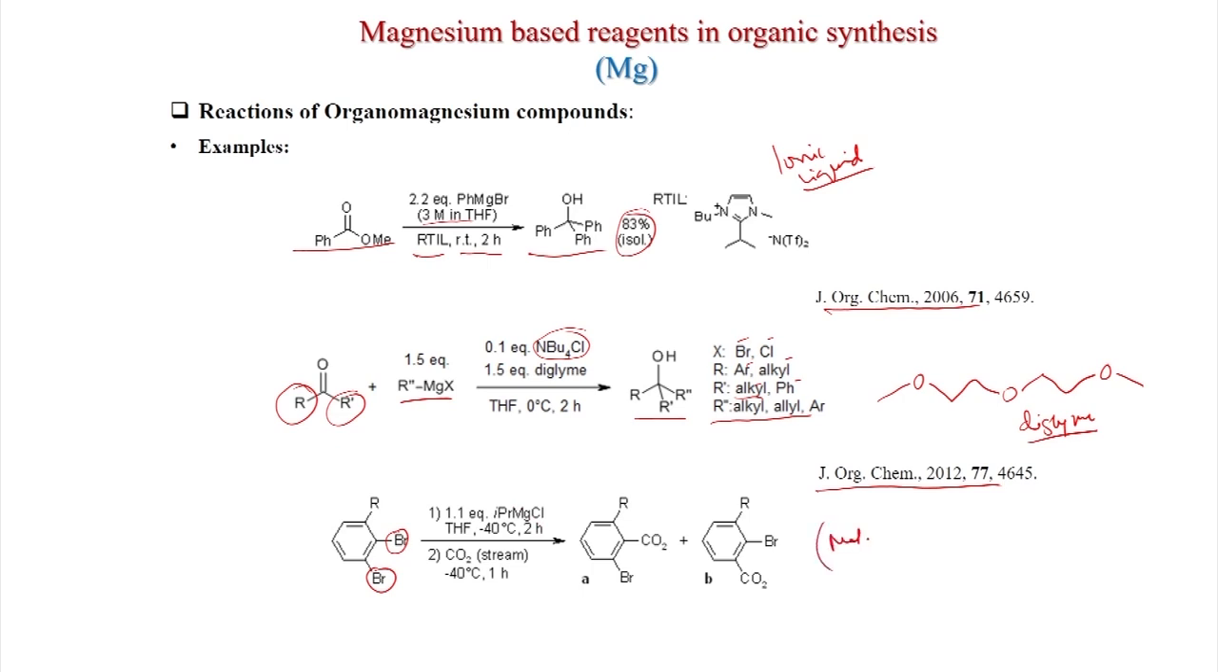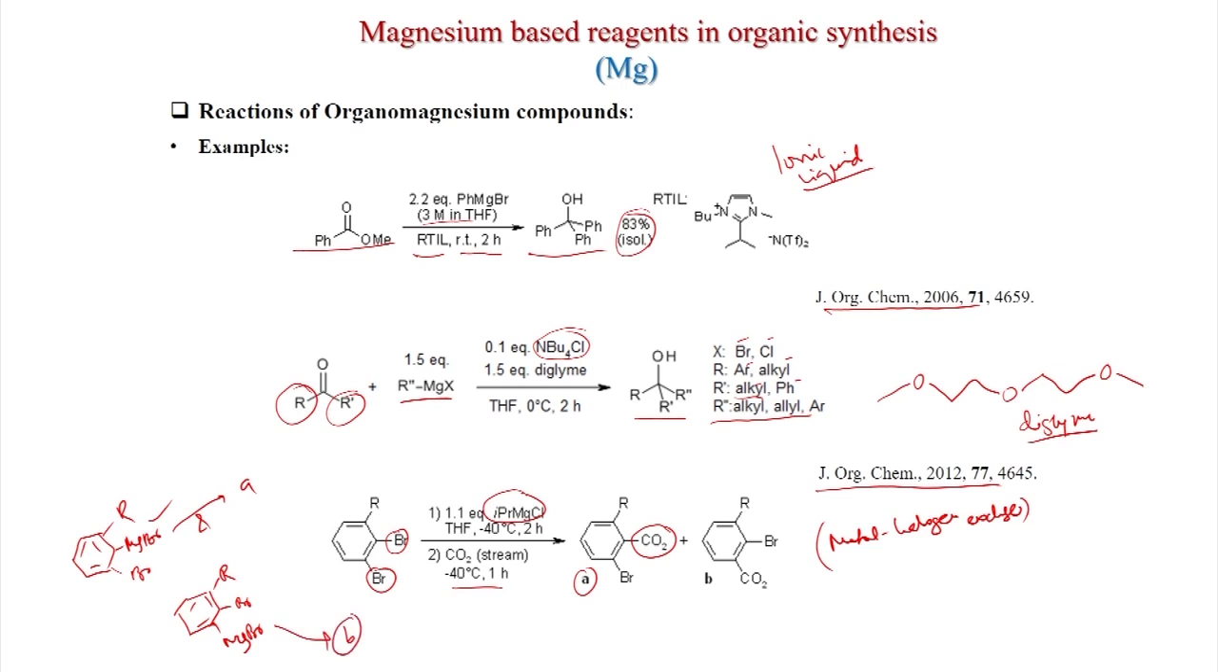metal halogen exchange has been performed. So, metal halogen exchange, because this bromide first reacted with this Grignard and you get this MgBr, RBr, and you can get this also, or MgCl here, whatever. You get this one, the Grignard reagent, and then with carbon dioxide you get this carboxylate group. So, this comes from this reagent, this gives A and this gives B. So, you get two carboxylic acids from this dihalide. This was published in Synlett.